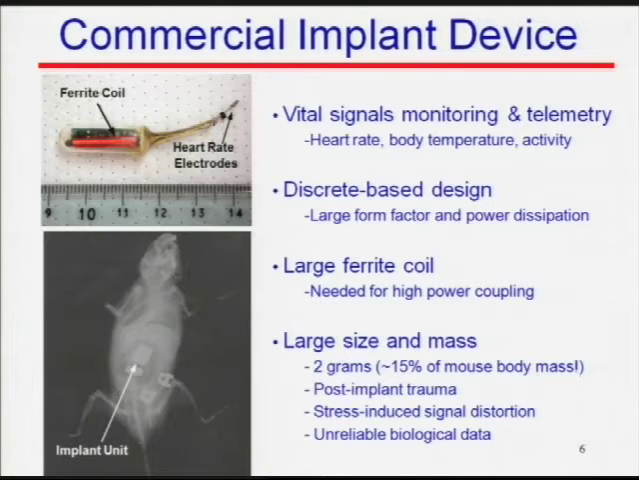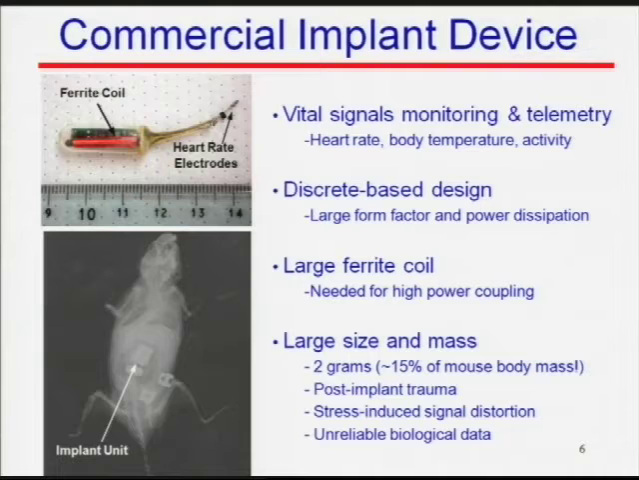Simple as that, you just need to burn a lot of current to drive the parasitic capacitance associated with the board. And because of the large power dissipation burned by this unit, we need to use a large ferrite core coil to receive the external radio frequency power to power up this device. So therefore, this large ferrite core is needed for the high system power dissipation. So overall, we end up with a large system size and mass.